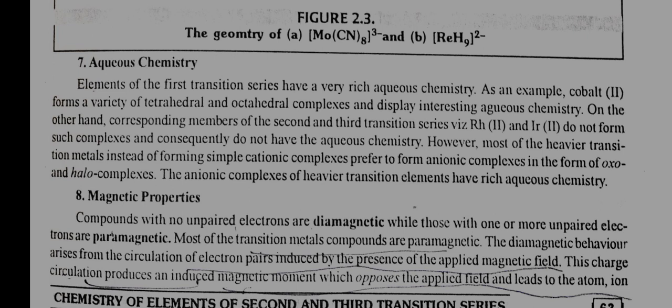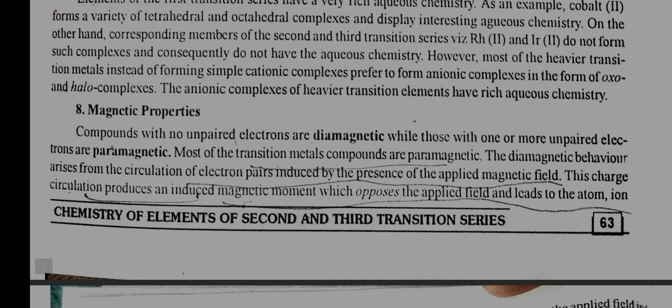The anionic complexes of heavier transition elements have rich aqueous chemistry. Magnetic properties. Compounds with no unpaired electrons are diamagnetic, while those with one or more unpaired electrons are paramagnetic. Most of the transition metal compounds are paramagnetic. The diamagnetic behavior arises from the circulation of electron pairs induced by the presence of the applied magnetic field.